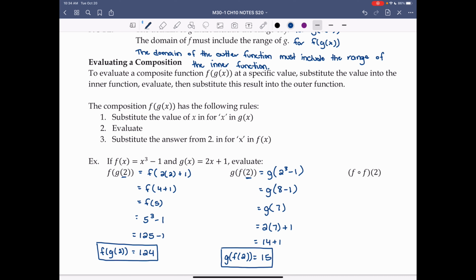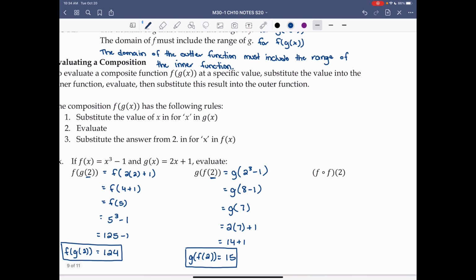And then f of f of 2, which we can write as f of f of 2. So take 2 and sub it into the function f of x, which is x cubed minus 1. So we get f of 2 cubed minus 1, which equals f of 2 cubed is 8 minus 1 is 7. And then we sub that value into f of x, which again is x cubed minus 1.